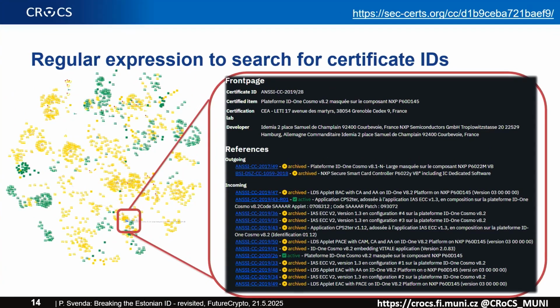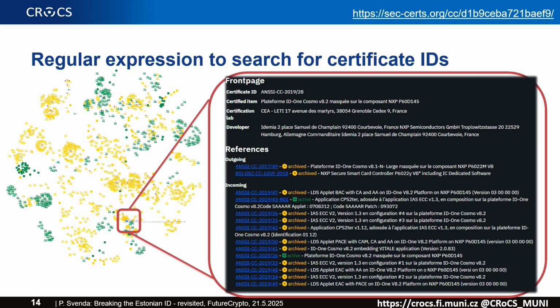The graph is too small for you to read, but basically the Estonian ID runs on a platform that is referencing certificates issued for the hardware platform below it. These are these two at the top, the outgoing ones. And then you have a lot of incoming, which are the certificates that are referencing the Estonian platform. On top of that, you can see there is a lot of yellow, and yellow is not where you like to be, because it means these certificates are already archived, so they are out of their typical three to five year period.